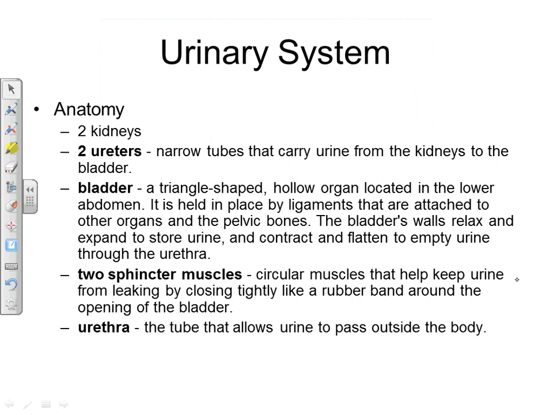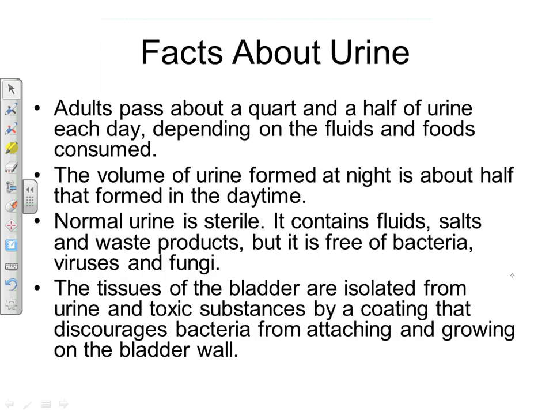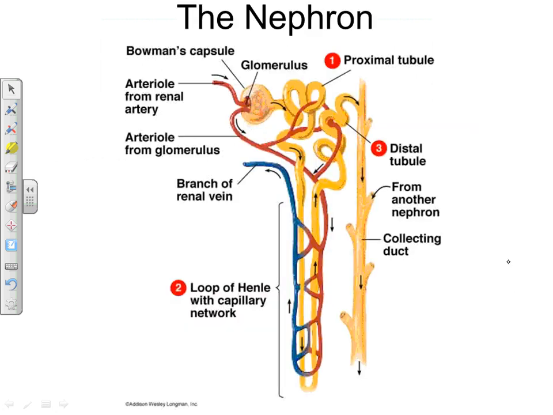I got pictures. The main thing we want to concentrate on now for the last part of this is this structure right here, the nephron. In each kidney, there's at least 1 million of these things. These are the functional units of your kidneys. They're the parts that do the work.